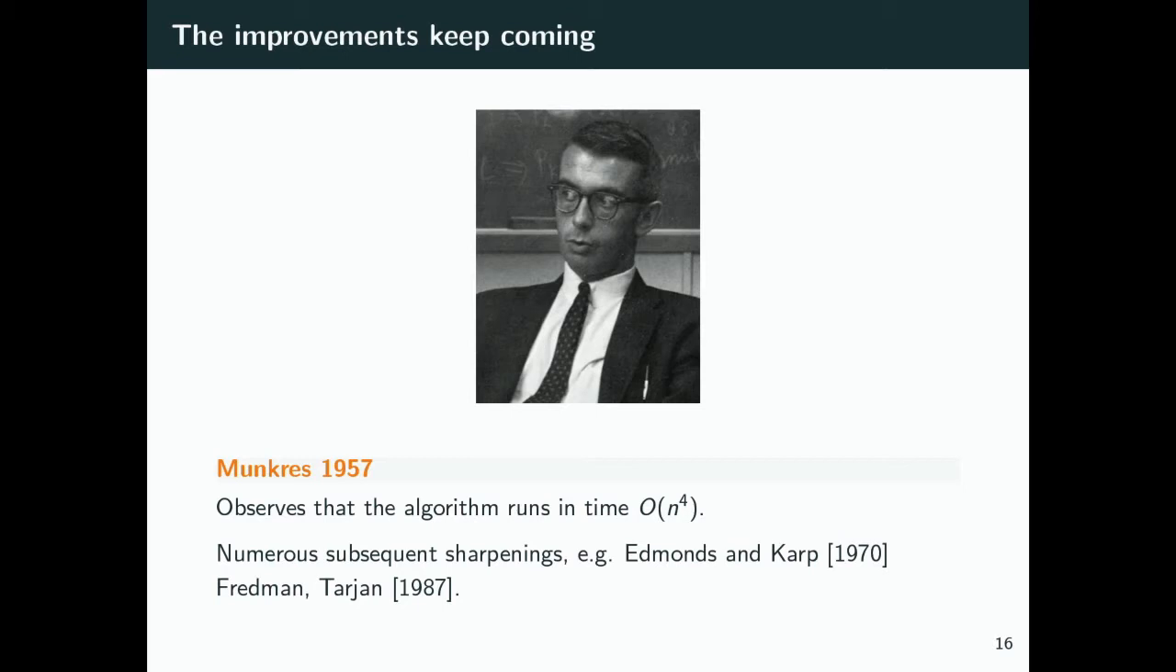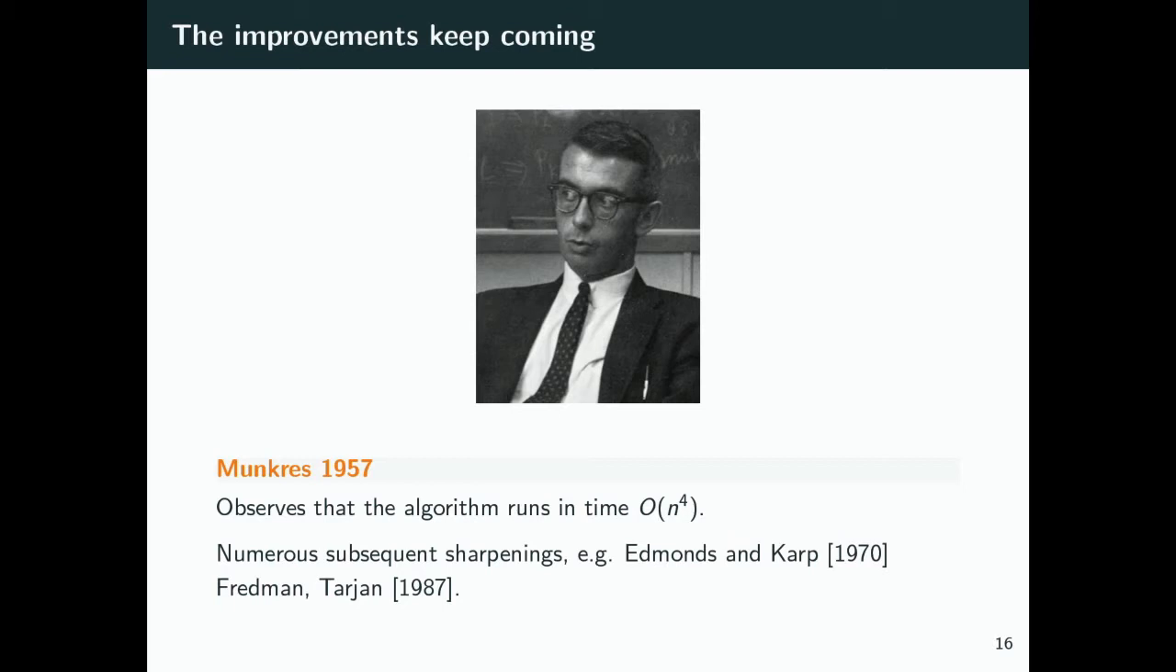And then Munkres, I'm not sure how to pronounce his name, Munkers or Munkres, anyway, another American, observed that the algorithm runs in strongly polynomial time, so in time that doesn't depend on the numbers on the edges, but rather just on the number of vertices in the graph. There were numerous subsequent sharpenings, more and more efficient algorithms for assignment, including very important work by Dinitz and others. And there are so many papers on this topic that I can't even list them on the slide.